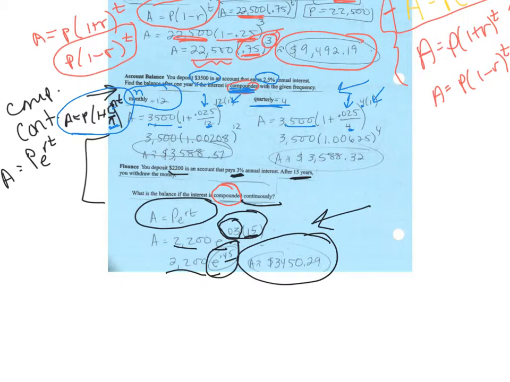Then just make sure you're doing order of operations. So first you simplify inside the parentheses. So 0.025 divided by 12, enter. Add 1, enter. You get 1.00208. You raise that to the 12th power, enter, then you multiply by 3,500, and you get about 3,588.57. For this other one, 0.025 divided by 4, enter, add 1, 1.00625 raised to the 4th, enter, multiply by 3,500, you get about 3,588.32.